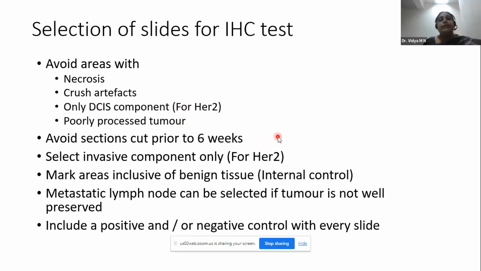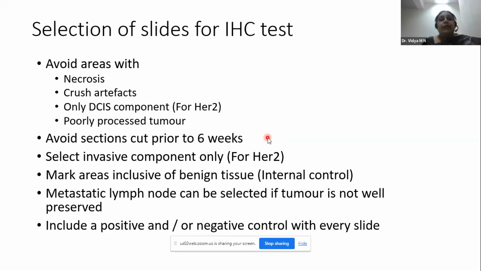And you need to avoid sections cut prior to 6 weeks. Please do not make a habit in your lab of cutting multiple sections, even if it may be for your control. Always cut fresh sections. If you are cutting sections for whatever reason, you need to see that these are maintained at 2 to 8 degrees and they're not frozen.